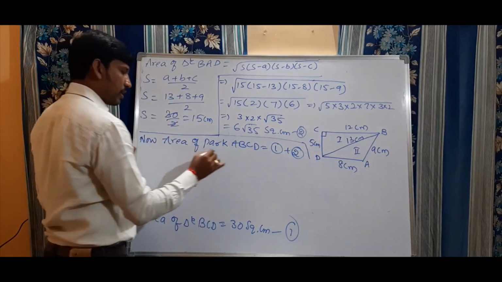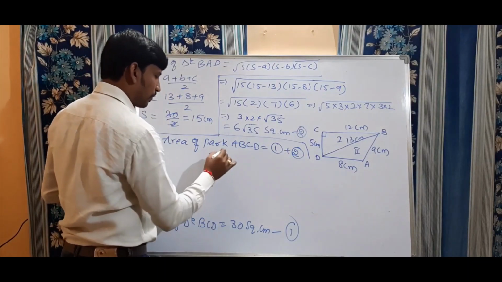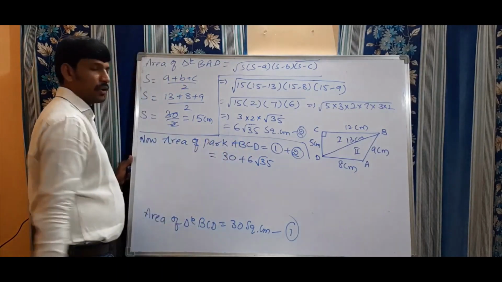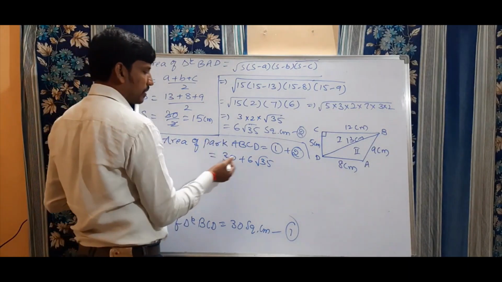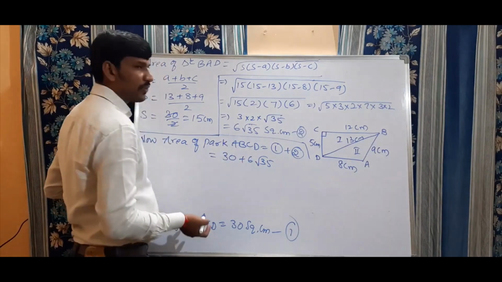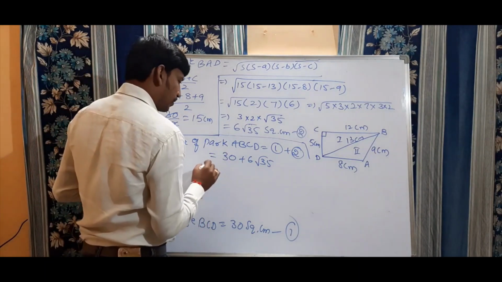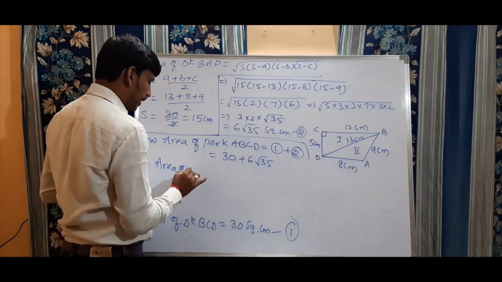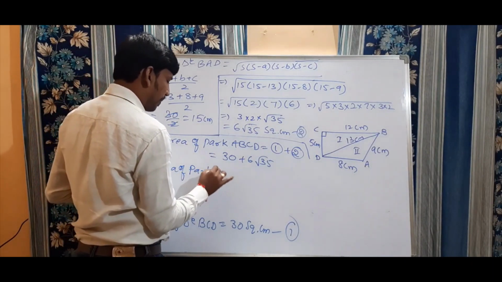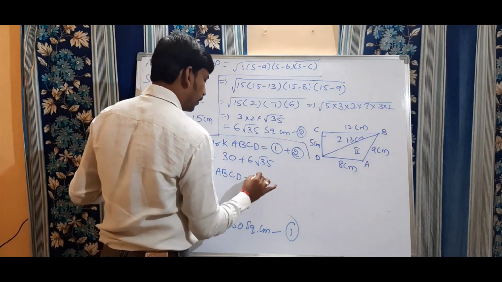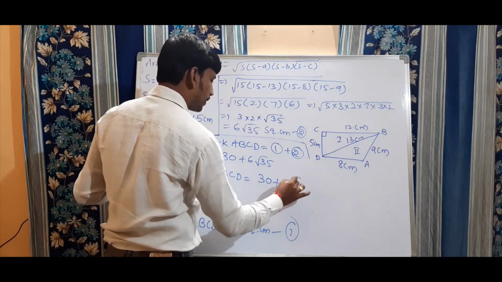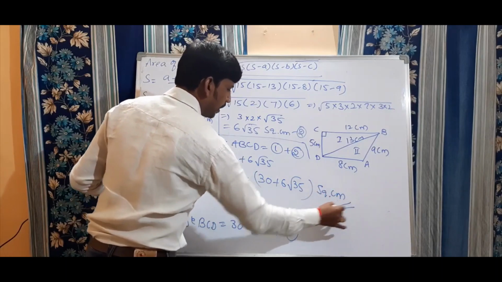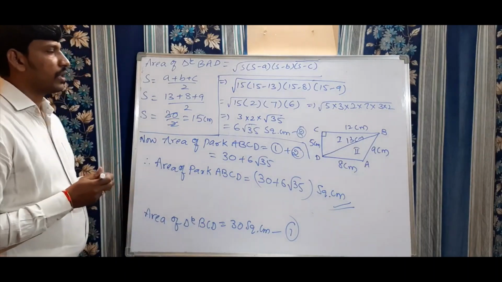So which is equal to, what is the area of this one? 30 plus 6 root 35. So you just keep it like that only. Otherwise you can take 6 as the common factor, you get 5 here and root 35 here. So therefore the area of park ABCD is equal to 30 plus 6 into root 35 square centimeters. So this is the value to find the area of the park.